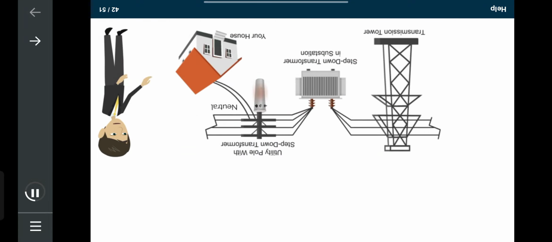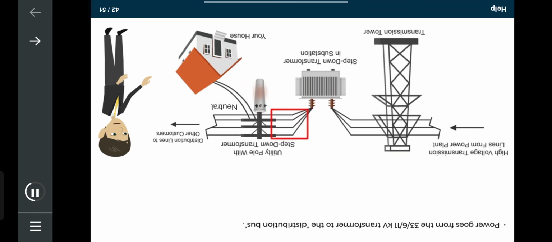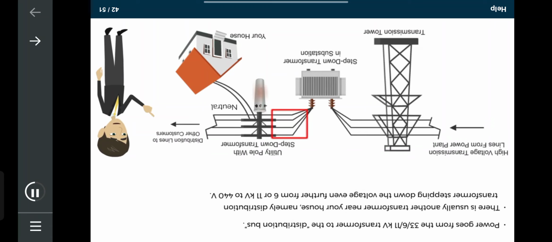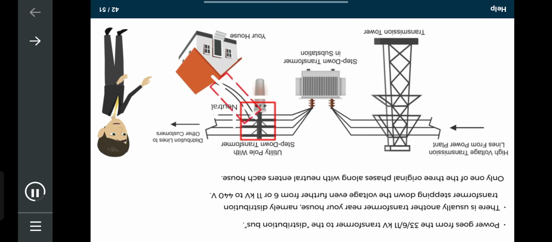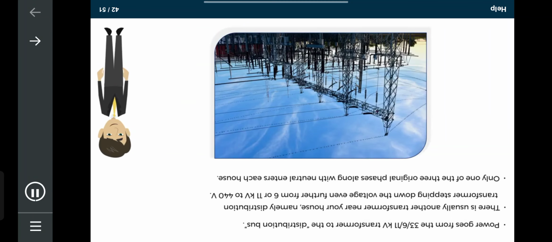Now let's discuss the process of distribution. Power goes from the 33 by 6 by 11 kV transformer to the distribution bus. There is usually another transformer near your house, namely distribution transformer, stepping down the voltage even further from 6 or 11 kilovolts to 440 volts. Only one of the three original phases along with neutral enters each house, domestic consumer.